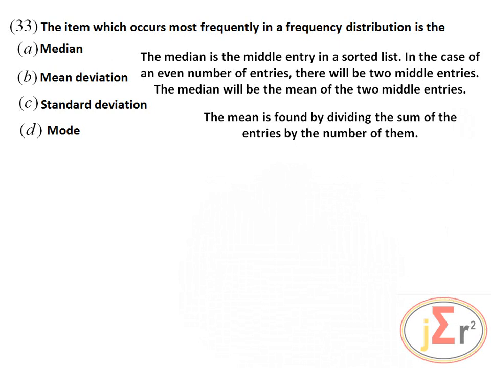And we are at B. So we have discussed the median, which is the middle entry. And if we have an even number of entries, we will have two middle entries. We'll find the median by adding those two entries and dividing by 2. The mean, of course, we have just taken a look at. The mean is found by dividing the sum of entries by the number of them.